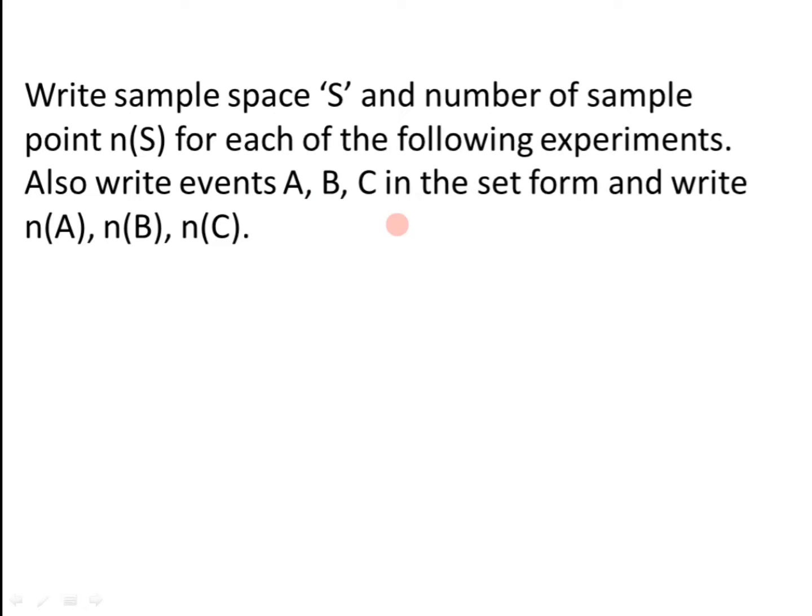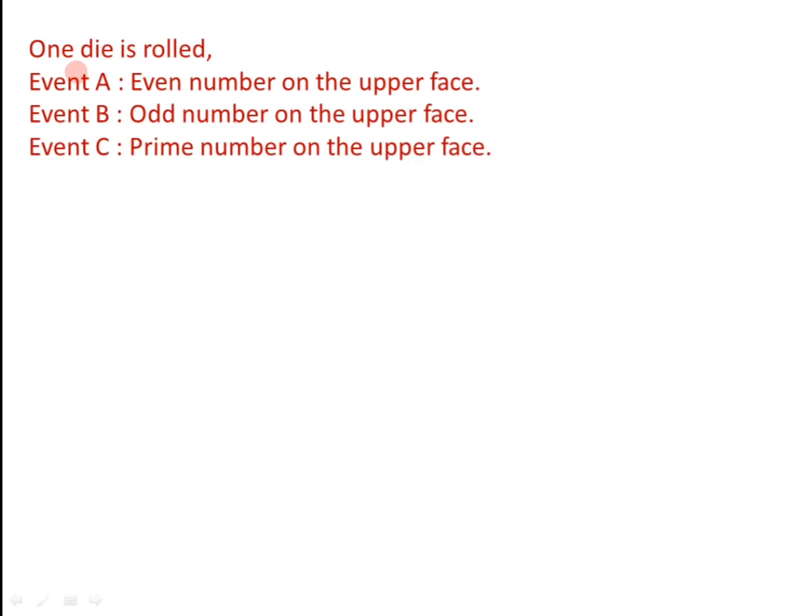So for this question, some experiments are given. For those experiments, we have to write the elements of those experiments in set form, and also we have to write the number of elements in each set. So let us have the first experiment. One die is rolled. So this is the experiment. There are three events given: event A, event B and event C.